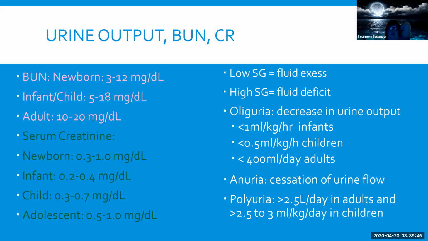So oliguria would be considered less than 1 ml per kilo per hour in infants, and less than 0.5 ml per kilo an hour in children.